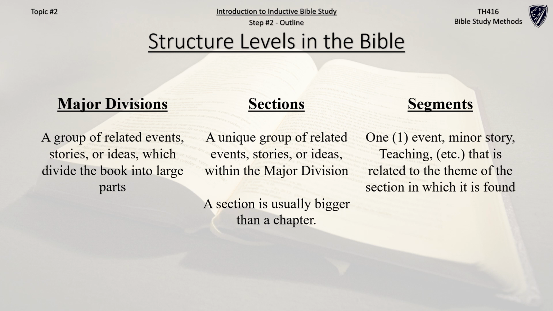For segments, this is usually one event, minor story, teaching, or something like that that is related to the theme of the section in which it's found. So it's one event, one minor story, one teaching. And so that's something that you can think about when you're thinking through segments later on when we do our segment outline, is that you're just looking for one event. You're not looking for multiple events, you're looking for one event. And the key questions will help us in that aspect when we're thinking about the who, what, where, when, and usually just the who, what, where, when for outlining.